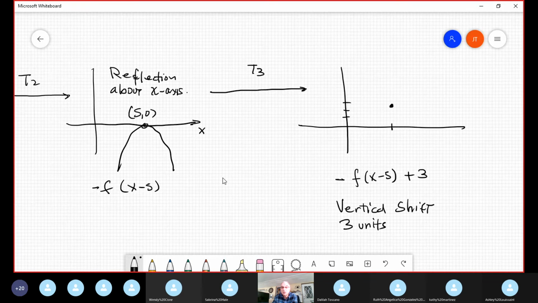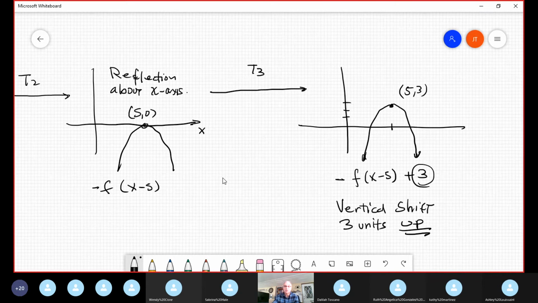1, 2, 3. Here, that point is 5,3. And the parabola is going down, of course, up and down. Exactly the same. The only thing we are doing is 3 units up. What is the reason it's up? Because 3 is positive.